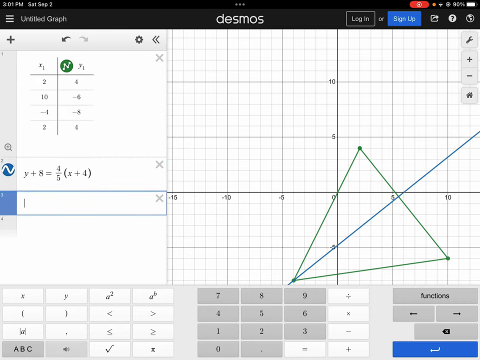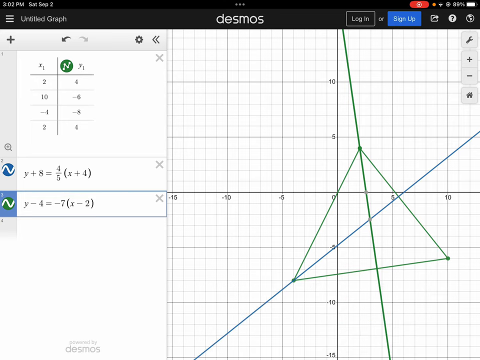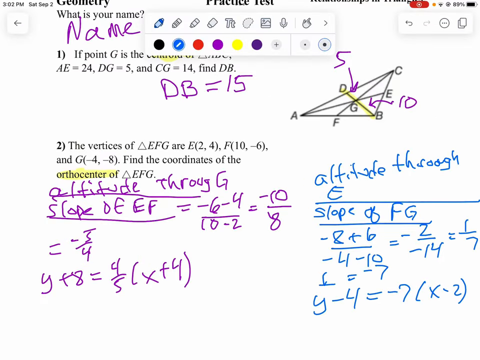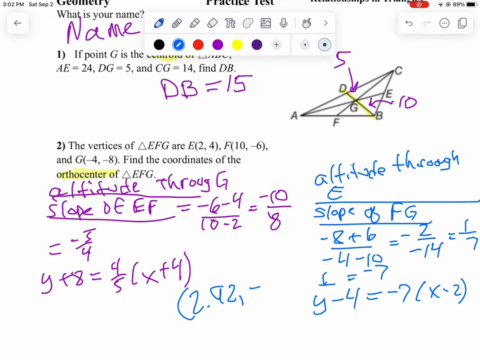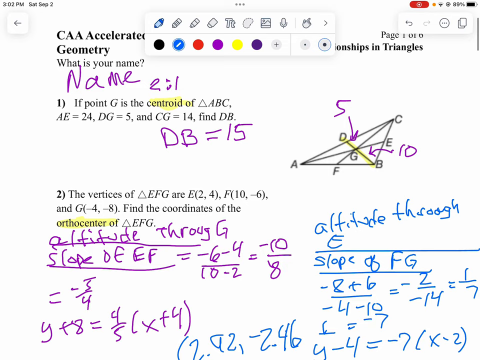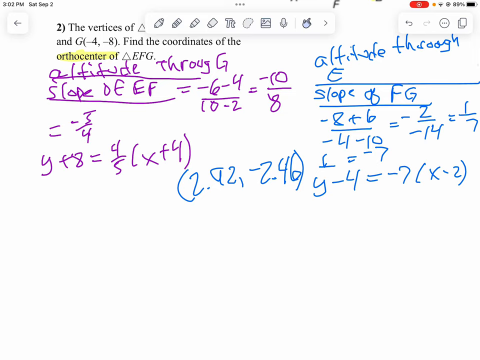So y minus 4 equals negative 7 times x minus 2. And notice that goes through my vertices at 2 and 4. And then I can see there's my orthocenter where they cross. So 2.92 and negative 2.46. That's the way to do that graphically, and I think that's the best way to do it. To do it algebraically, I'm just going to solve that system.